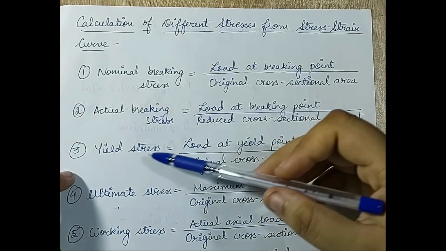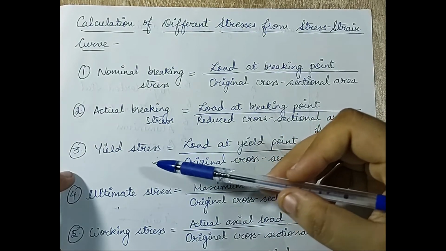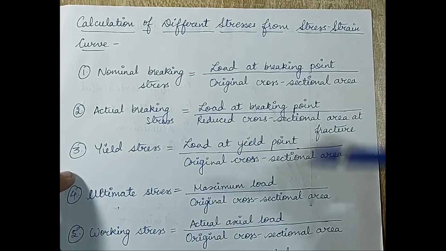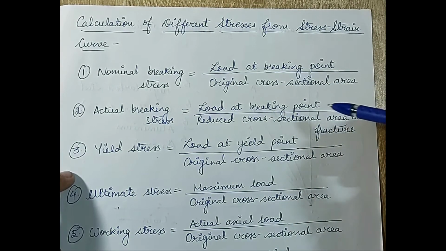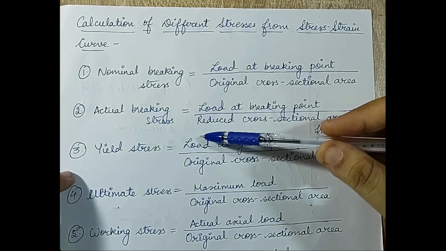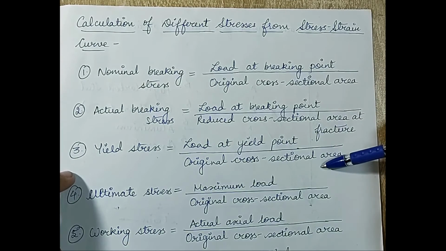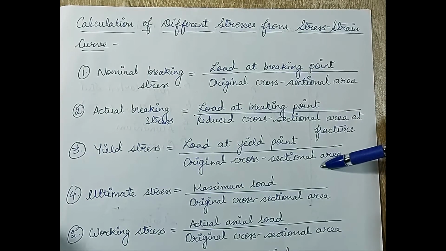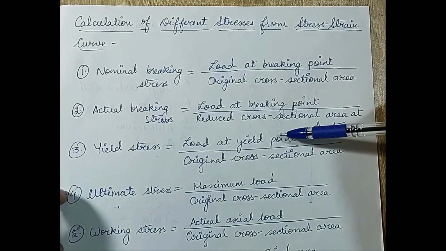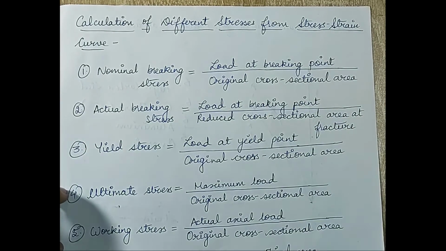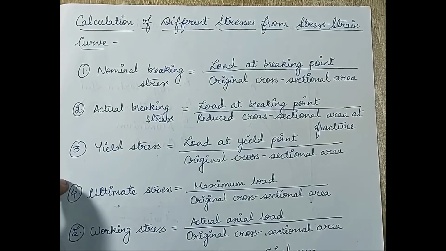The next one is the yield stress. Yield stress is the point where you see that the material starts yielding and it is not able to resist the amount of load applied on the body. There we are going to calculate by using load at the yield point divided by the original cross section area. So at the point of yield, whatever value of load you find at the point C, there we are going to use the yield value load and we will calculate the yield stress.